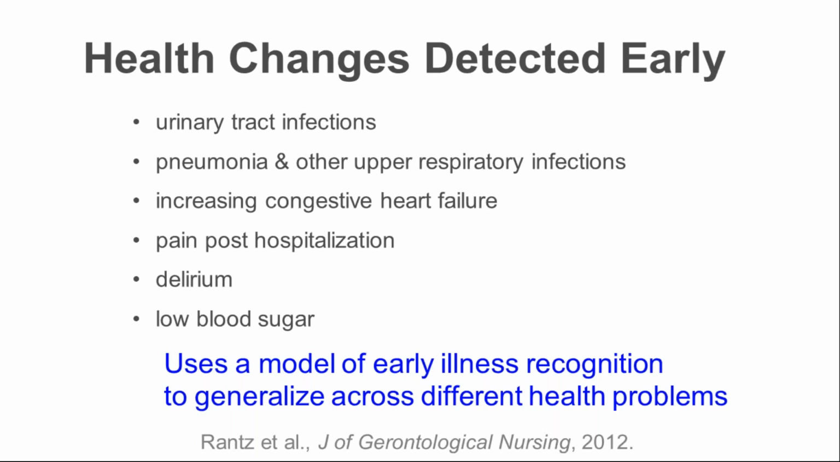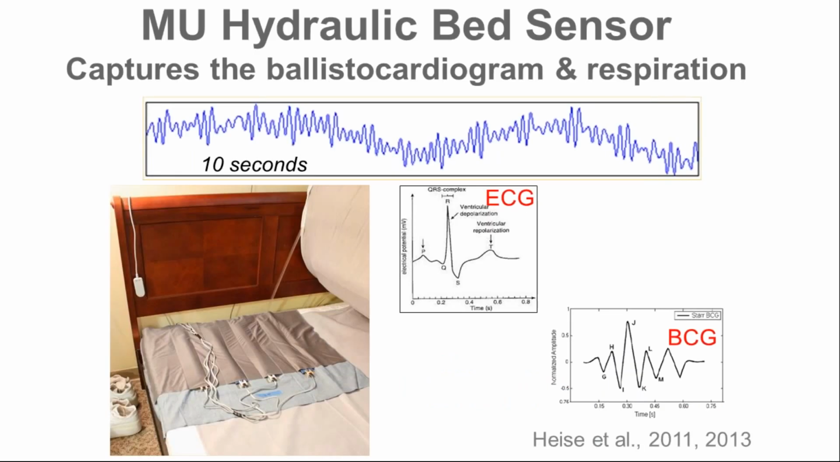So longitudinally, somebody has diabetes and they're having trouble with their blood sugar, they might have a lower level of activity because they just don't feel as well. It could be related to that type of thing. It all goes back to our early illness recognition model that I showed you before.